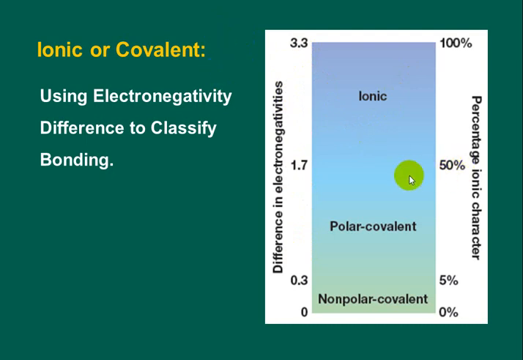Again, here it's 50% ionic if the electronegativity difference equals 1.7. With an electronegativity difference less than 1.7, the covalent bonding increases and the ionic character decreases. More than 1.7, the ionic character increases. Okay? Let's discuss an example.